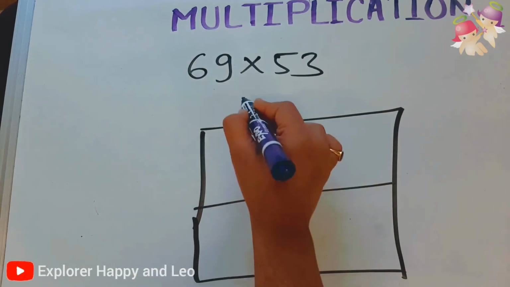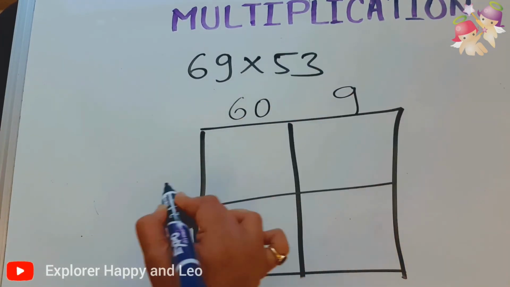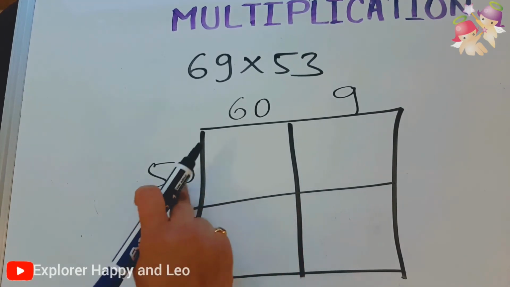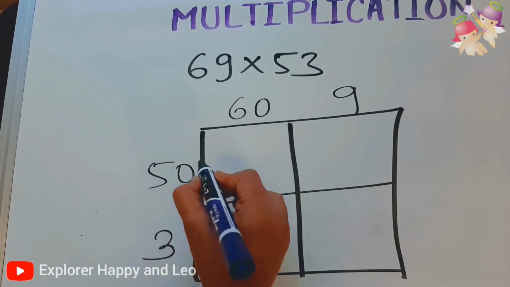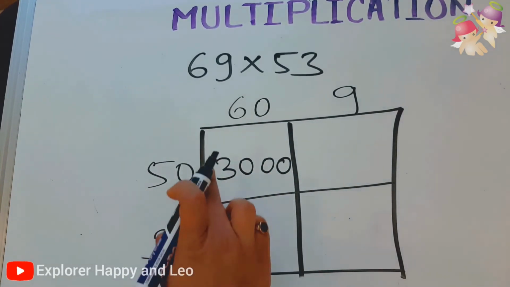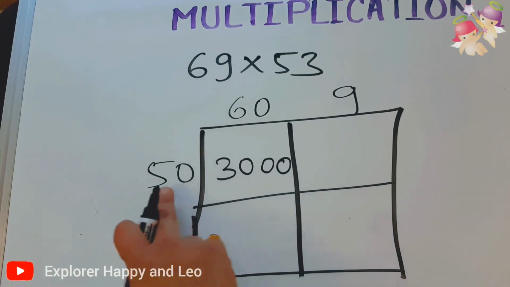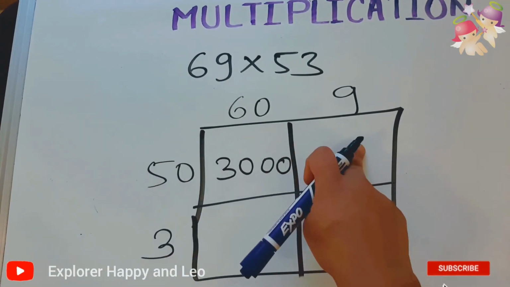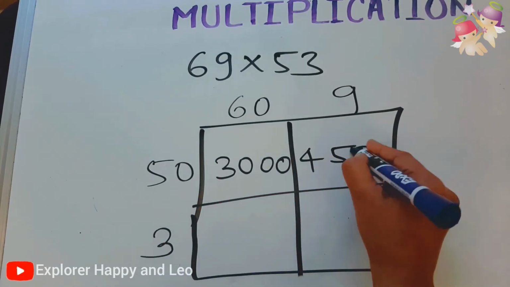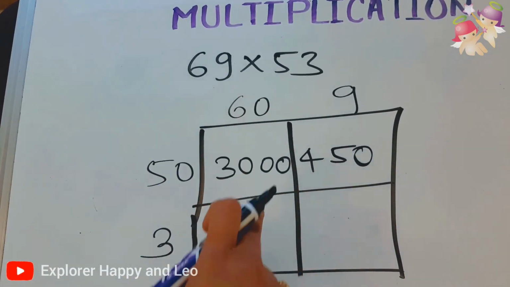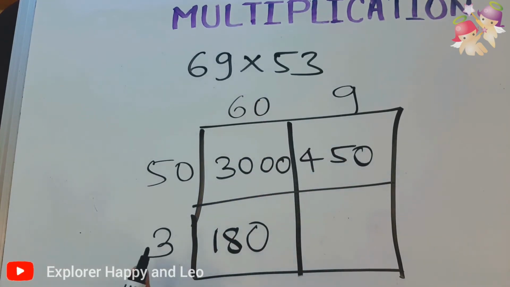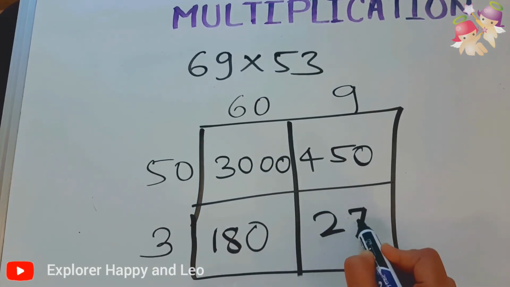69 into 53. 69 and 53. Right? For this box, we will be multiplying 50 into 60. So 6 fives are 30, and 2 zeros. Right? Then for the upper box, we'll be multiplying 50 into 9. 9 fives are 45, and 1 zero. Then for this box, 60 into 3. 6 threes are 18, and 1 zero. Then 9 into 3, 27.